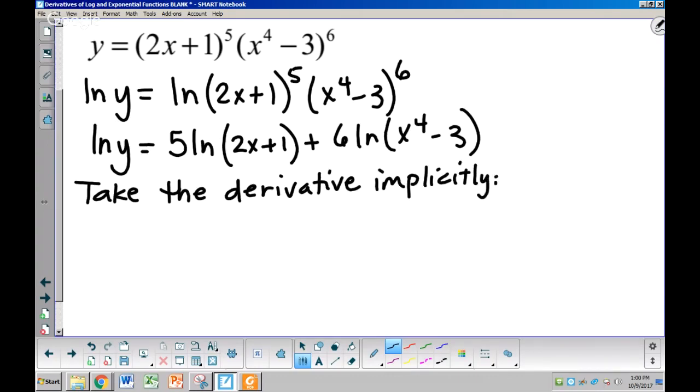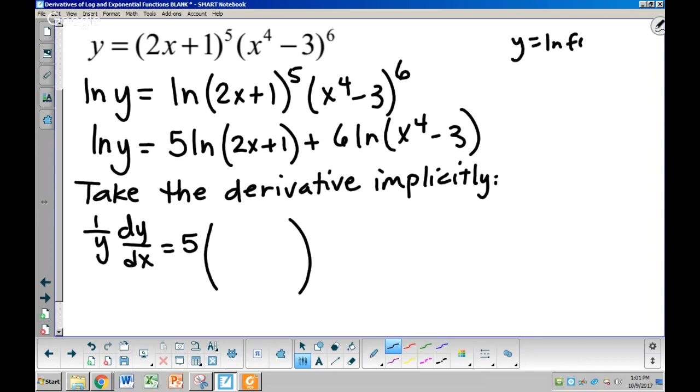The answer is yes. What's the derivative of the left side? It would be 1 over y dy dx, because the derivative of natural log is 1 over the function times the derivative of the inside, equals 5 times, well, what's the derivative of a log of an f of x? It's f prime over f of x. If you have y equals ln of f of x, dy dx is equal to f prime over f of x. So what's the derivative for your inside here?